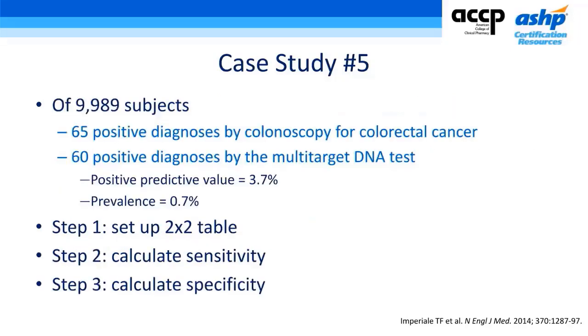They included about 10,000 subjects, and of those, 65 were positive diagnoses by colonoscopy, and 60 were positive diagnoses for the new test. The positive predictive value was 3.7%. That was provided to us, and the prevalence was 0.7%. So what do we need to do in order to try to help calculate sensitivity and specificity? Now, you don't have to set up a 2x2 table if you don't want to, but I find for these analyses and calculations, it is extremely helpful.